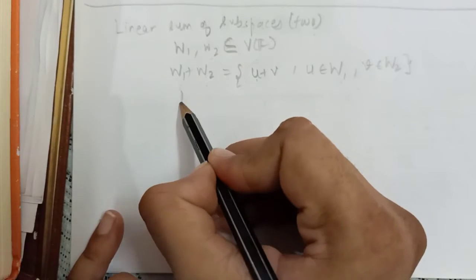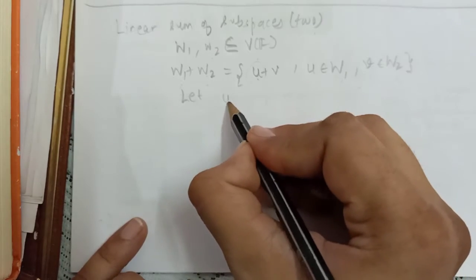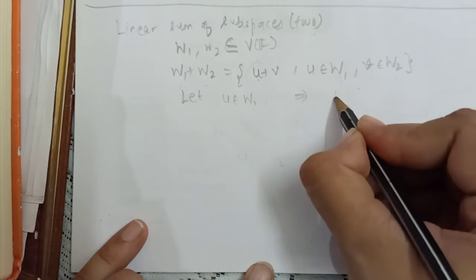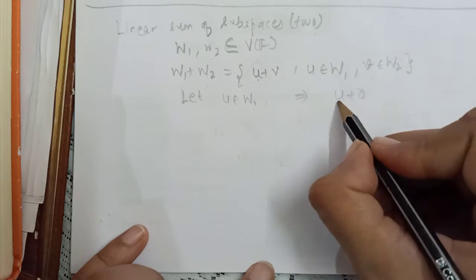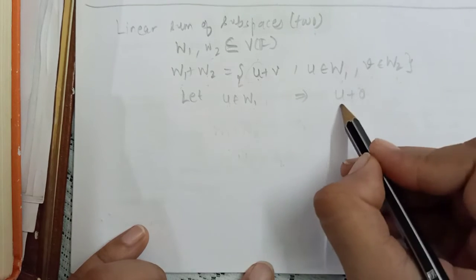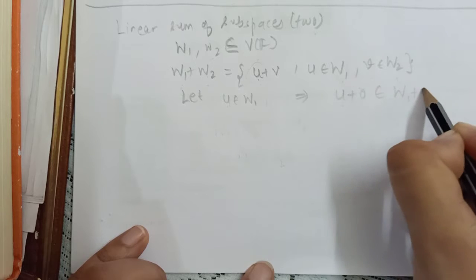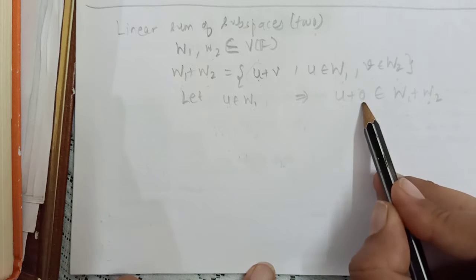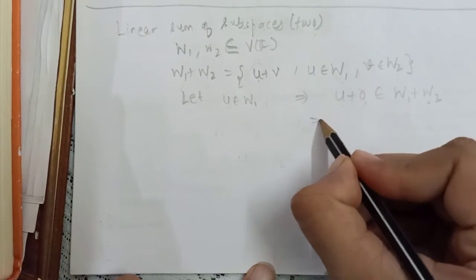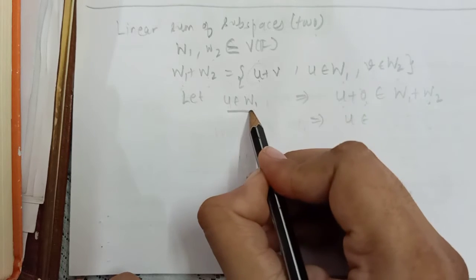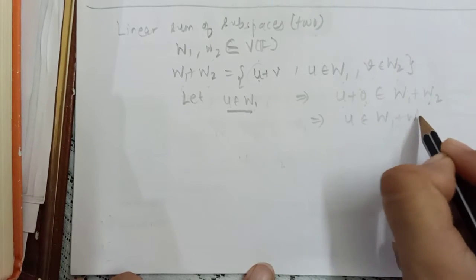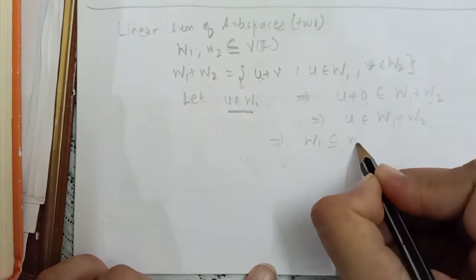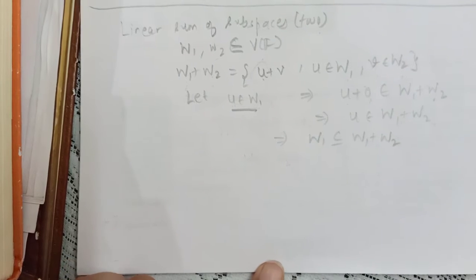So let me show you something interesting. Let us take u, an element from W1. Then can I write it as u plus 0? I can always write like this. So u plus 0 would obviously belong to W1 plus W2, because this 0 is in W2. W2 is a subspace, so 0 would be there. So what we have done is shown that for any u from W1, u is also in W1 plus W2. So what does this mean? This means W1 is contained in W1 plus W2.